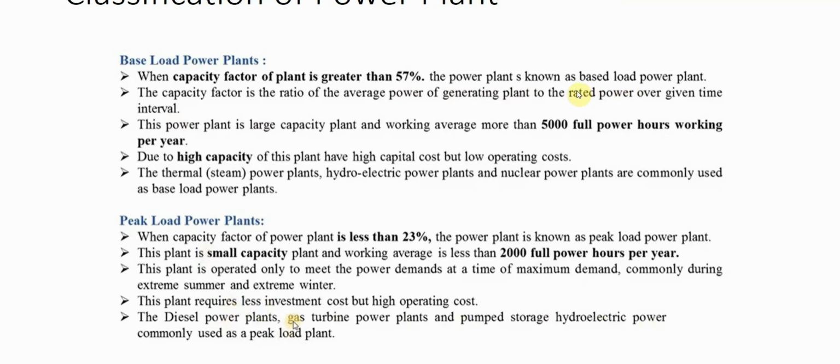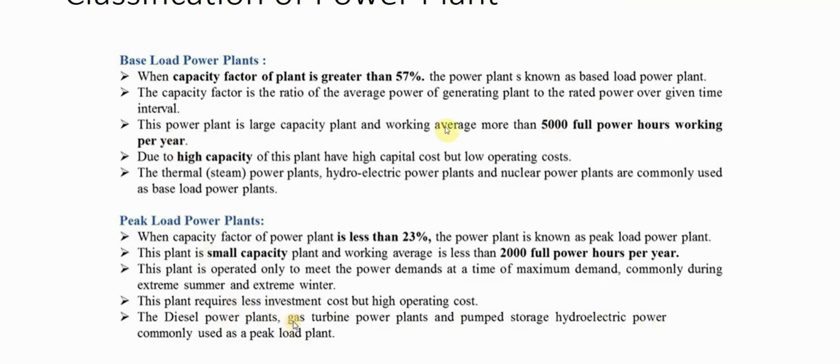For example, ratio of average power of the generating plant, for example we have installed 100 megawatt power plant. So this is the capacity, but that power plant is generating the rated power of 57 megawatt, for example. So 57 divided by 100, that will be 57. Its capacity factor will be 57. So in this way you can calculate the capacity factor.